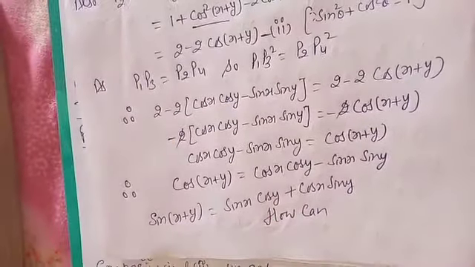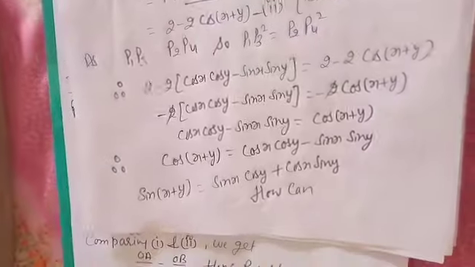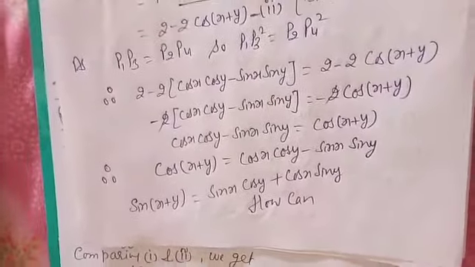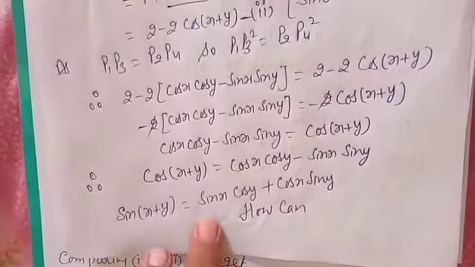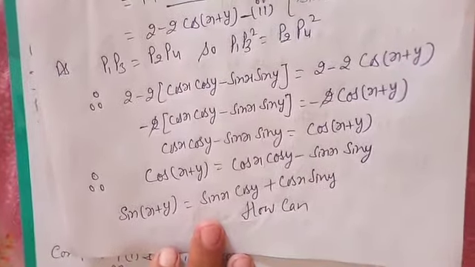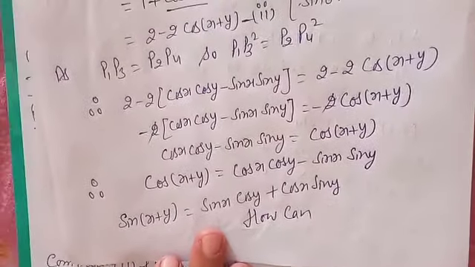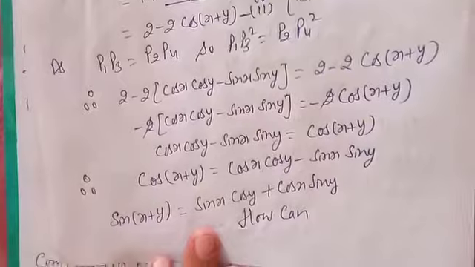Write all these identities in your fair notebook. All are important, and try to prove not only this but also the remaining identities, by taking a unit circle and applying all these. Then easily you will remember these.